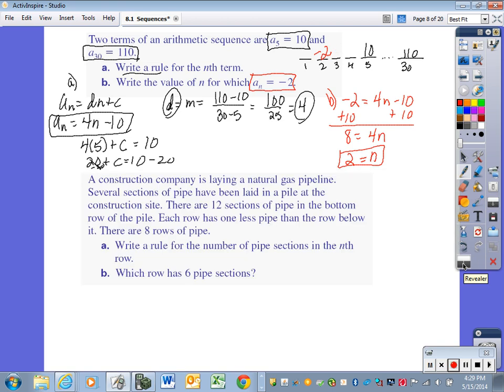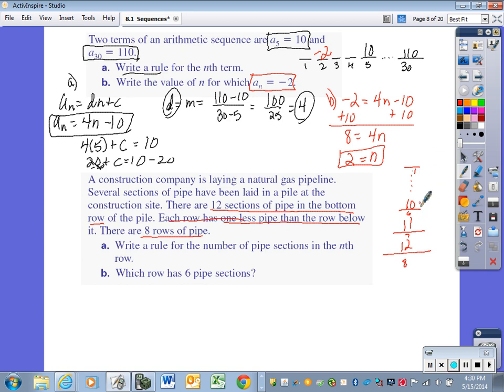Let's look at a real life situation. A construction company is laying natural gas pipeline. Several sections of pipe have been laid in a pile at the construction site. There are 12 sections of pipe in the bottom row. Each row has one less pipe than the row below. There are 8 rows of pipe. So here, in this 8th row, I have 12 sections. Then in the 7th row, I would have 11. Then in the 6th, I would have 10, all the way up to the first row.